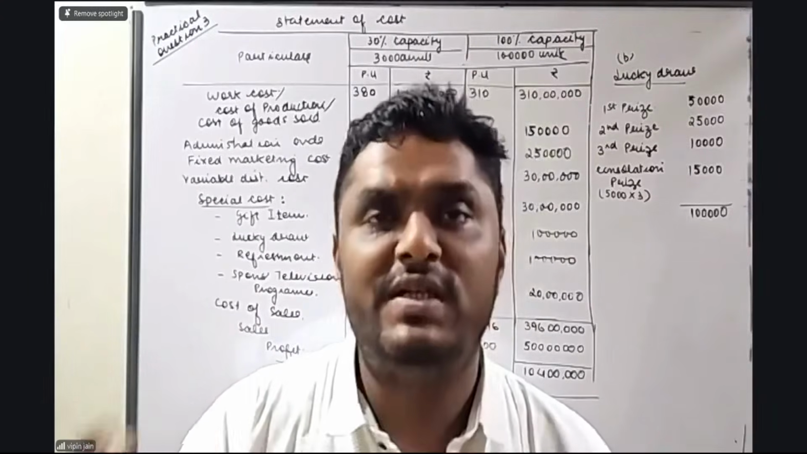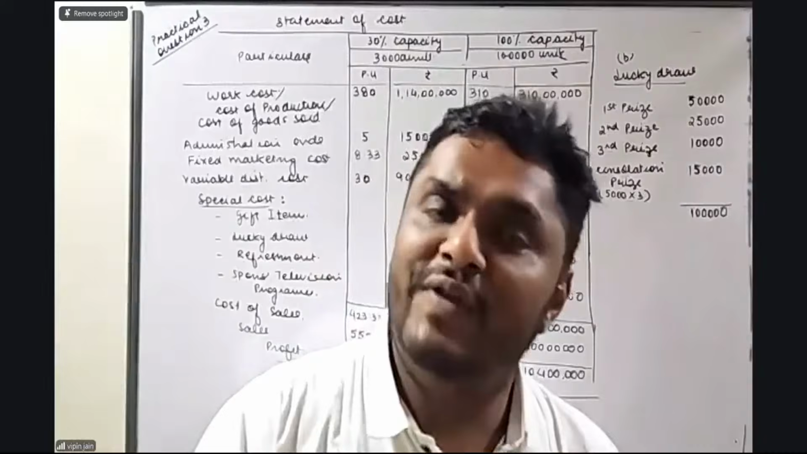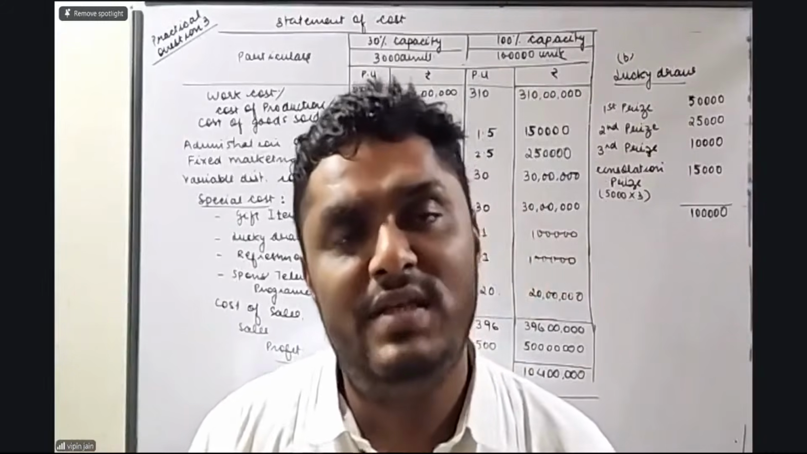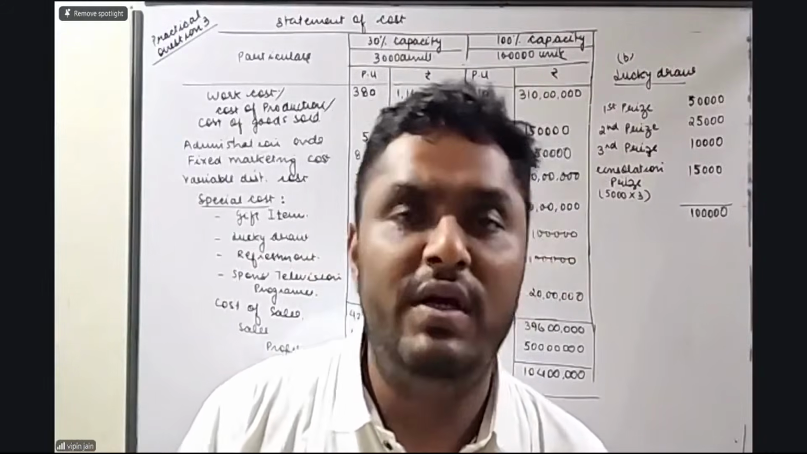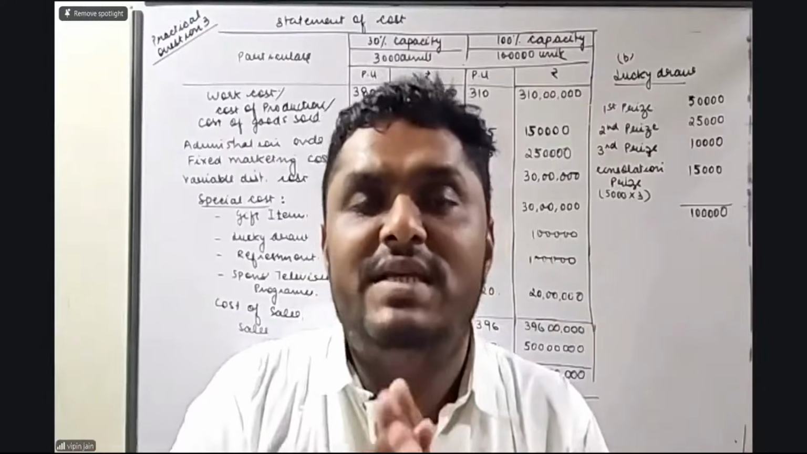1,20,000 into 55%, 66,000 we will show in financial accounts, in trading account as fixed and balance as variable also in trading account. See, you are just mixing up two things.